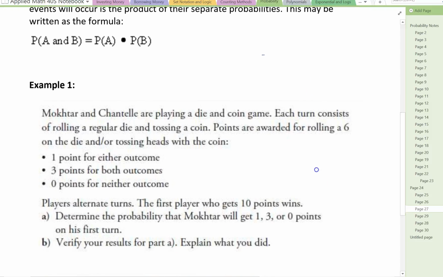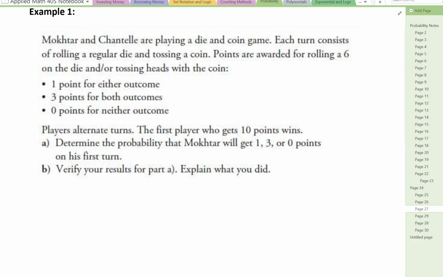Here's example 1. It says, Mokhtar and Chantel are playing a die and coin game. Each turn consists of rolling a regular die and tossing a coin. Points are awarded for rolling a 6 on the die and/or tossing heads on the coin: 1 point for either outcome, 3 points for both outcomes, 0 points for neither outcome. Players alternate turns. The first player who gets 10 points wins. So A says, determine the probability that Mokhtar will get 1, 3, or 0 points on his first turn. And then we're going to verify our results.